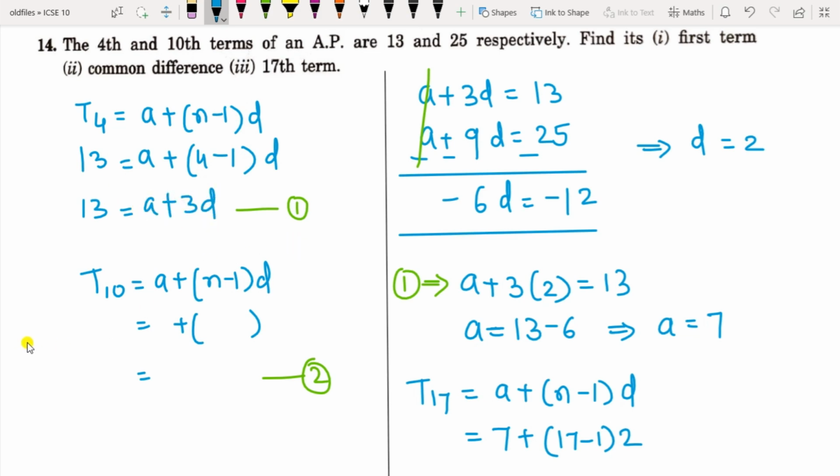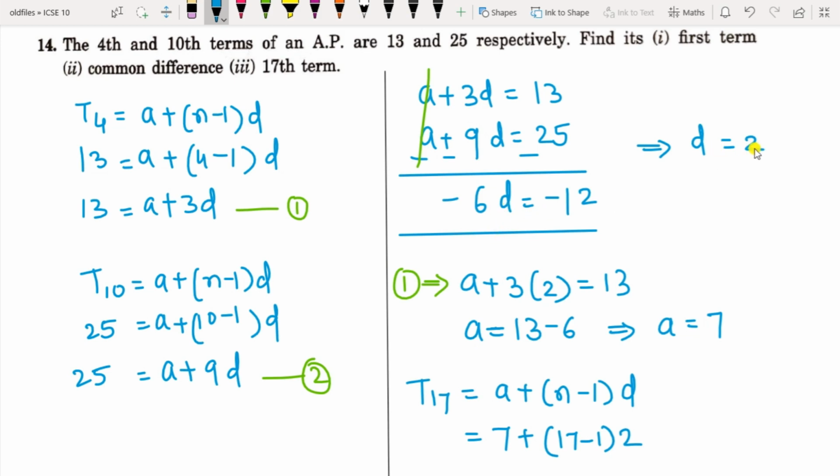Let it be equation 1. Then the 10th term is given as 25. So the 10th term is 25, A plus 10 minus 1 into D. So 25 equal to A plus 9D. Let that be the second equation. Now you have to solve these two equations. You can eliminate A in this case.